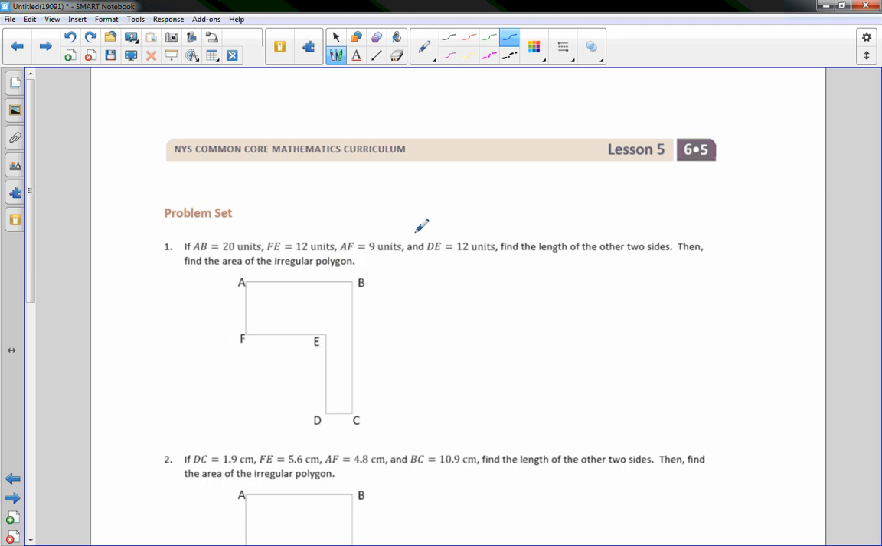Okay, that is the end of lesson 5. Go do your problem set.